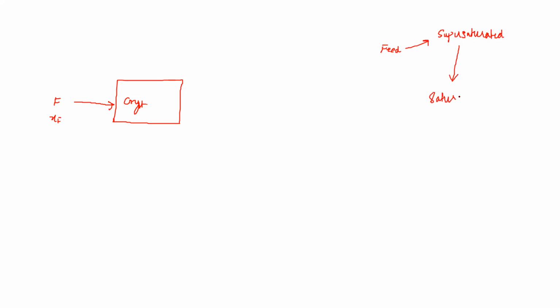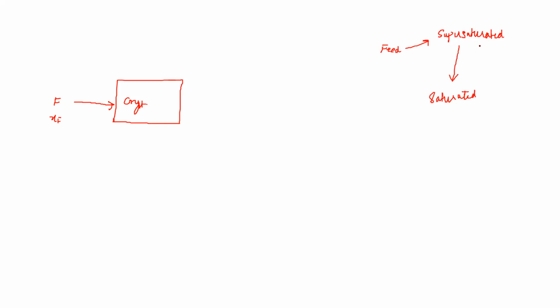In the previous class, we discussed crystallization. So in crystallization, we discussed that if we have a crystallizer, suppose this is my crystallizer, then the feed solution is fed to this crystallizer. Let's say it has mole fraction XF. Now, this crystallizer supersaturates your feed solution, and from its supersaturated state, it comes to its saturated state.